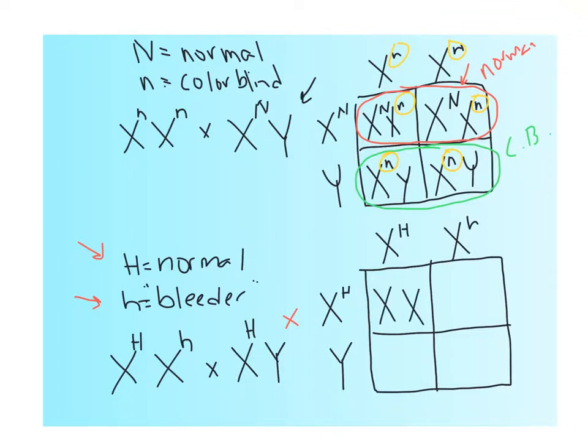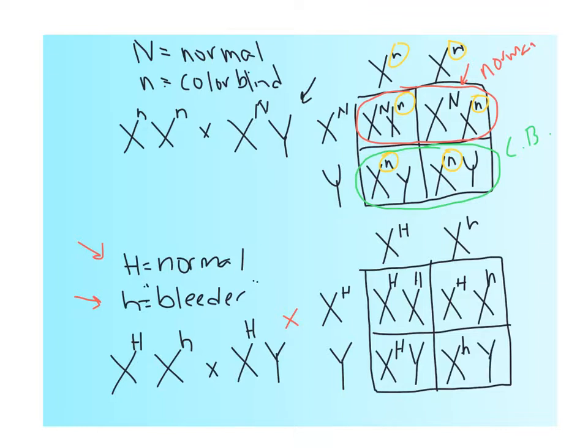X, X. These are going to be both big H's. This female is going to be X big H from dad, X little h from mom. This male down here, X big H from mom, and he obviously gets the Y from his dad, which does not carry the allele for hemophilia. And this male over here, X little h, and Y.